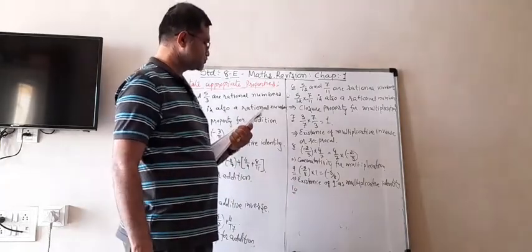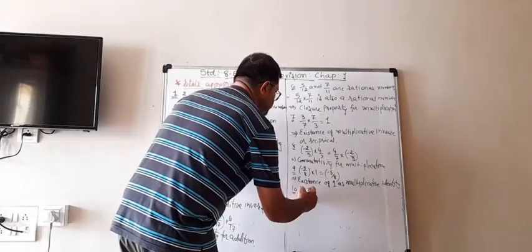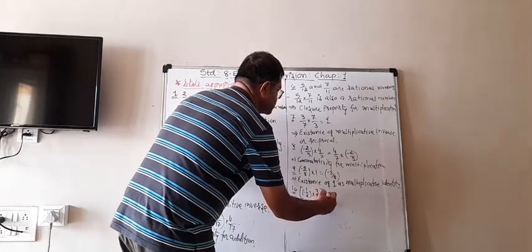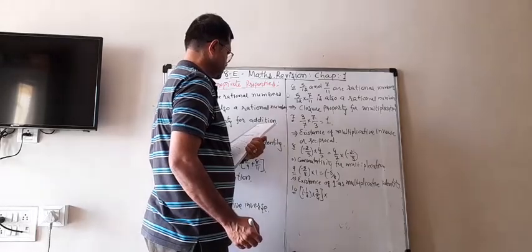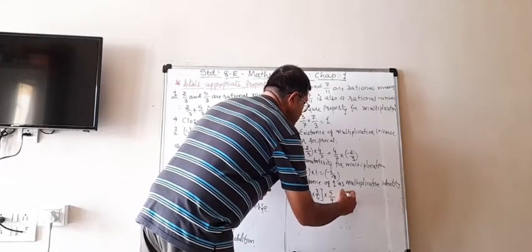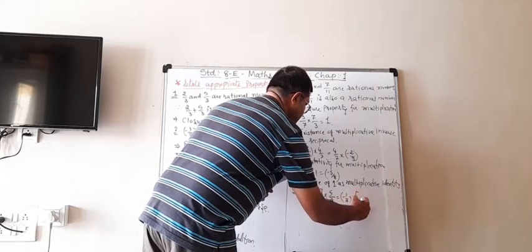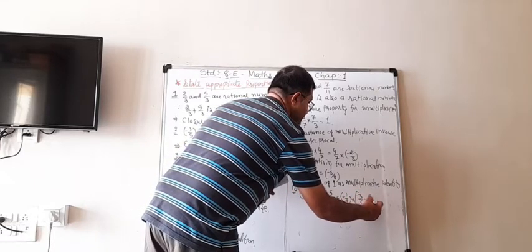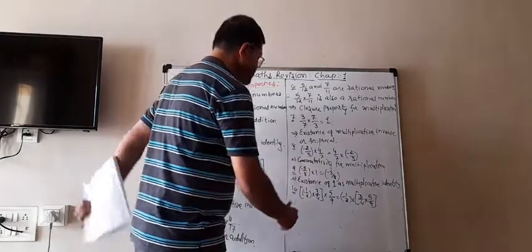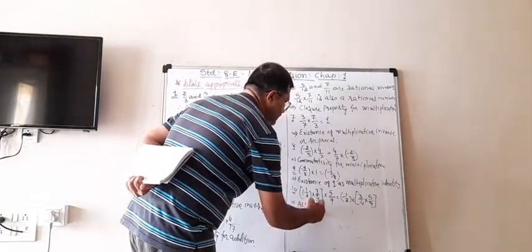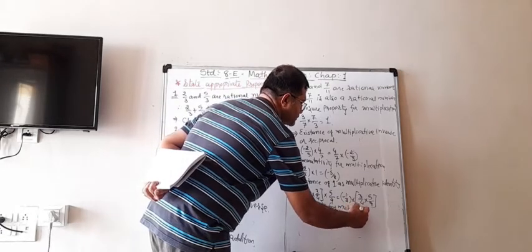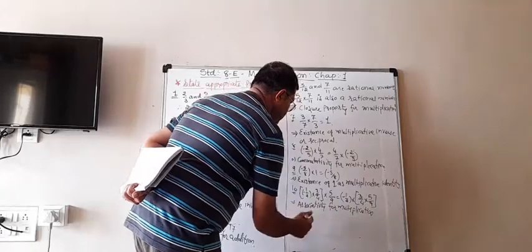Then the 10th one, minus 1 by 2 multiplied by 3/4 multiplied by 5/9 is equal to minus 1/2 multiplied by 3/4 multiplied by 5/9, and that is the associativity for multiplication.